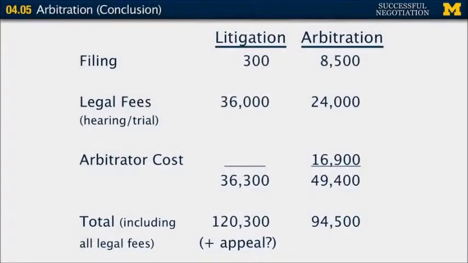Here are the results. It costs $300 in these states to file the case in court, and $8,500 to file the arbitration claim. Legal fees would be higher in litigation than arbitration, but the cost of the arbitrator would be higher by almost $17,000. So the total cost for the filing, for the hearing, and for the arbitrator would be $49,000 as opposed to $36,000 in litigation, substantially higher in arbitration.